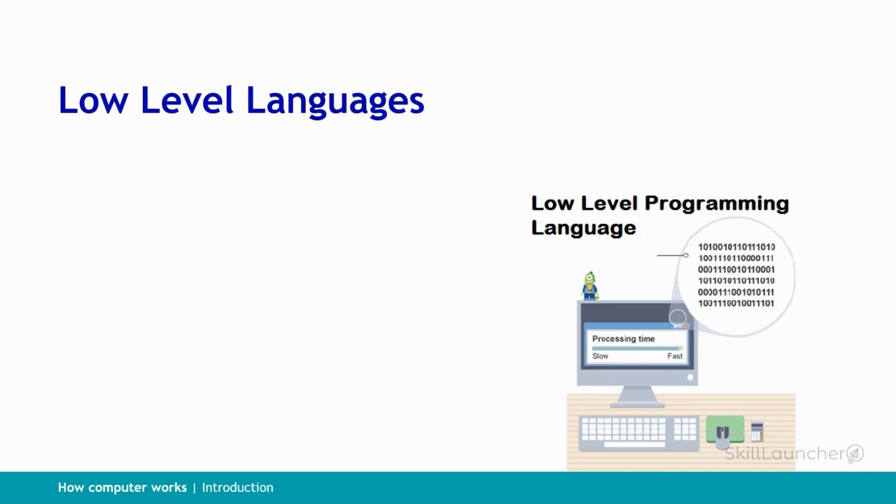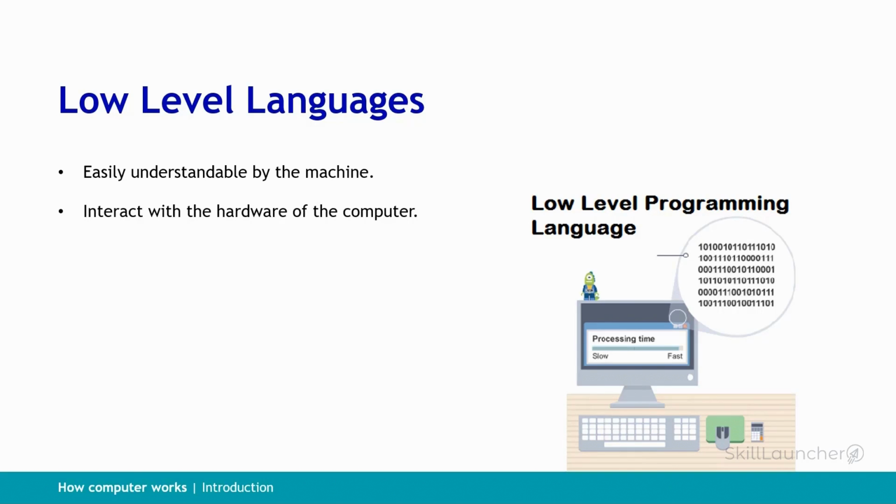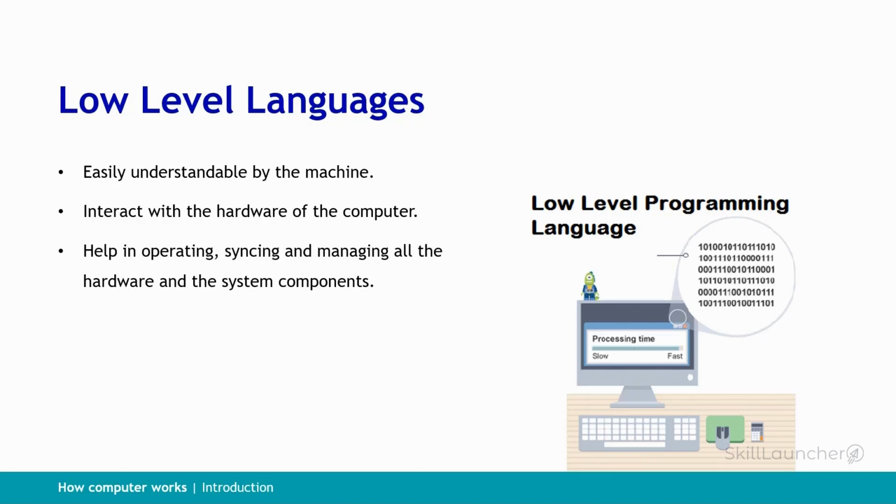Let us start our discussion with what are low-level languages. A low-level language is easily understandable by the machine. The main function of the low-level language is to interact with the hardware of the computer. This is the only language which a hardware understands. They help in operating, syncing, and managing all the hardware and system components together. This low-level language is further classified into two types: machine language and assembly language.